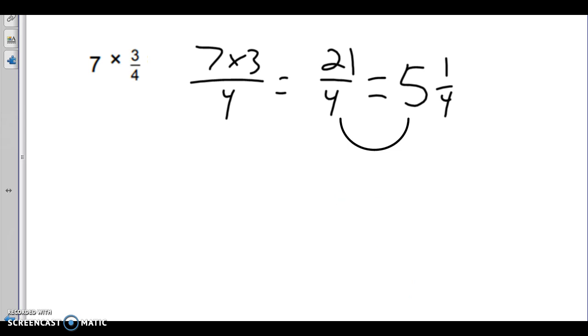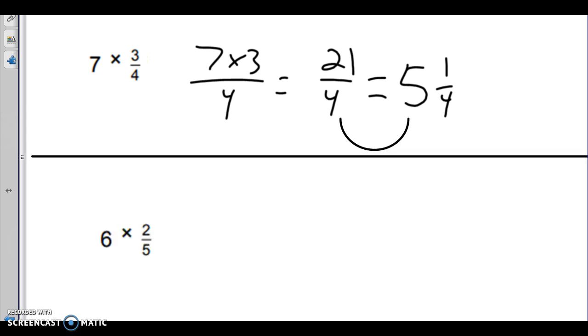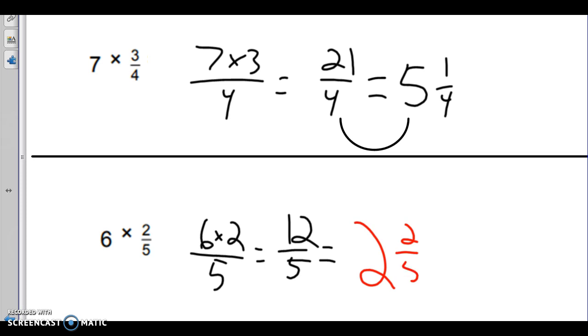All right, let's apply that same strategy we just did with 6 times 2/5. So 6 times 2/5, you do 6 times 2 equals 12/5, which then you do have to convert again. I know that 10/5 is 2 wholes with 2/5 left over. So 6 times 2/5 would be 2 2/5.